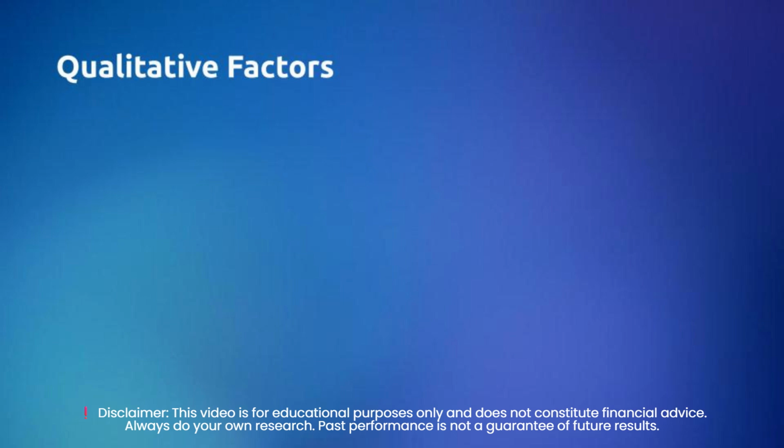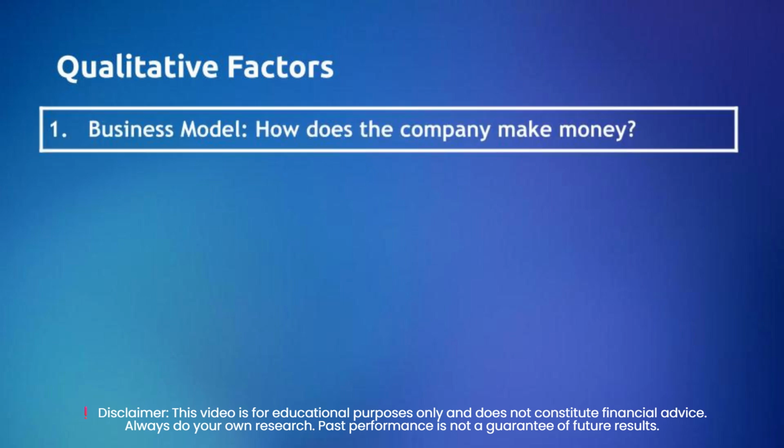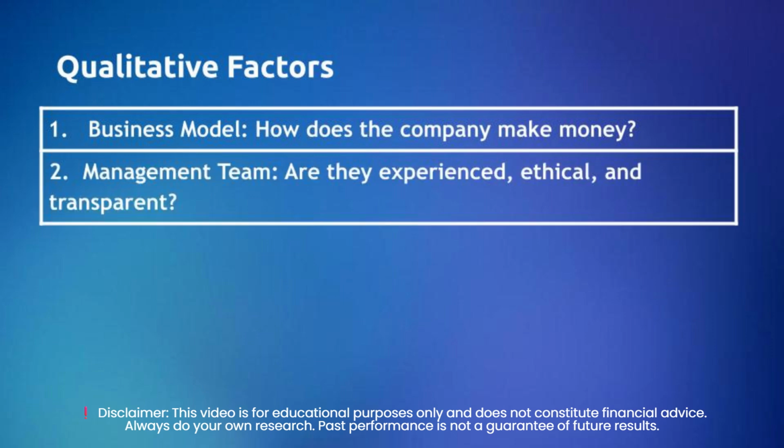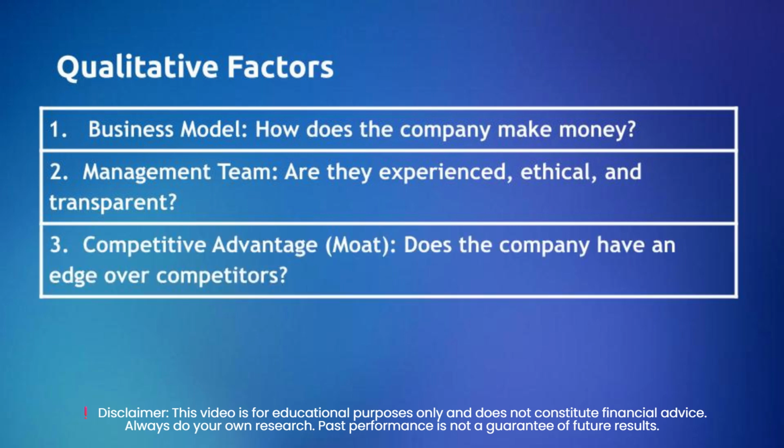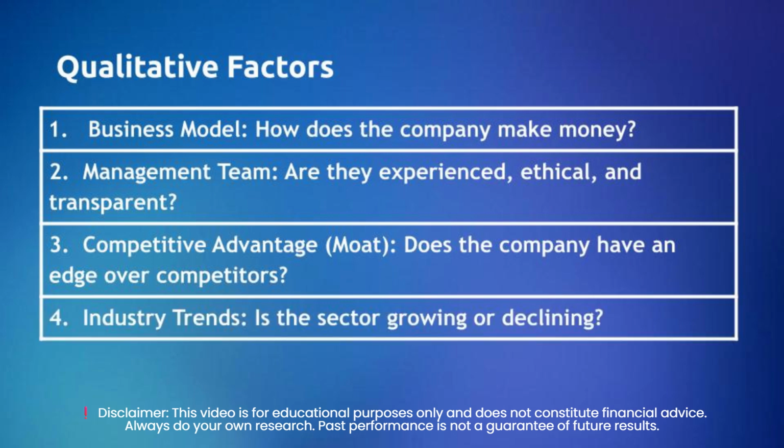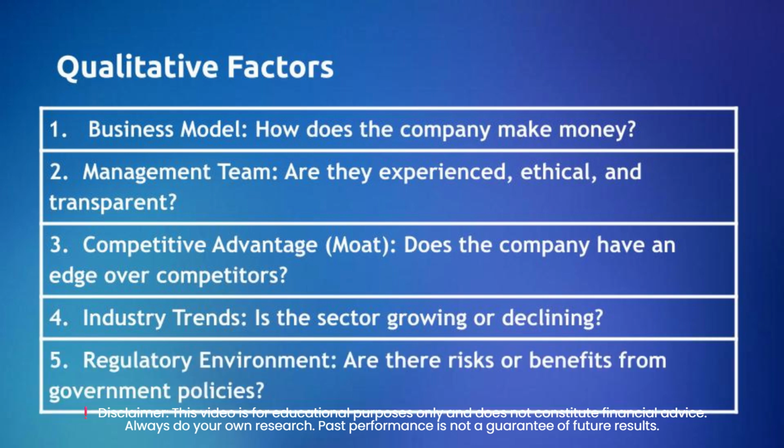3. Qualitative factors. Numbers don't tell the whole story. Look at the business model: how does the company make money? Management team: are they experienced, ethical, and transparent? Competitive advantage, or moat: does the company have an edge over competitors? Industry trends: is the sector growing or declining? Regulatory environment: are there risks or benefits from government policies?